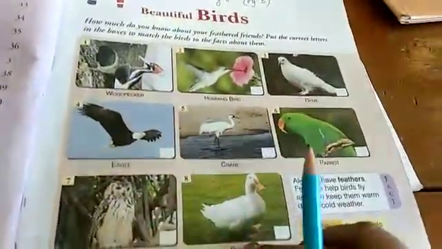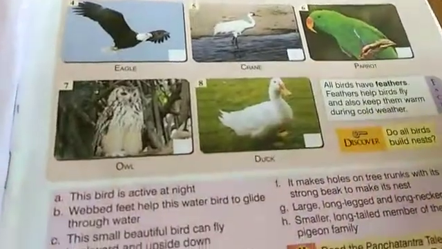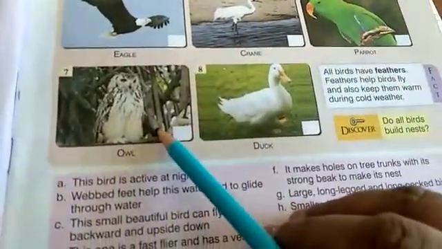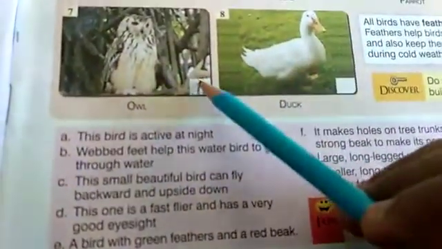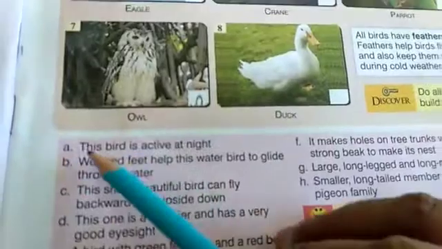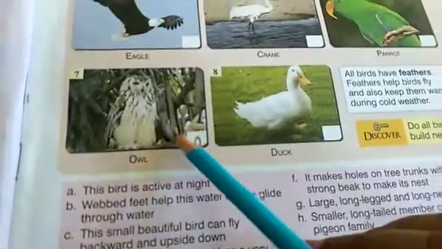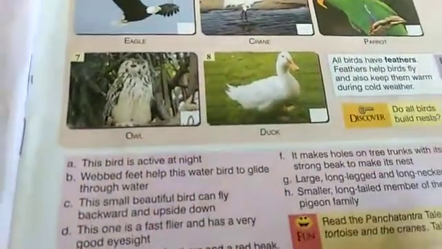Now A is, this bird is active at night. Now out of these, you can see the picture here. Which bird is active at night? It is an owl. So write down A here. The answer is A. Owl.